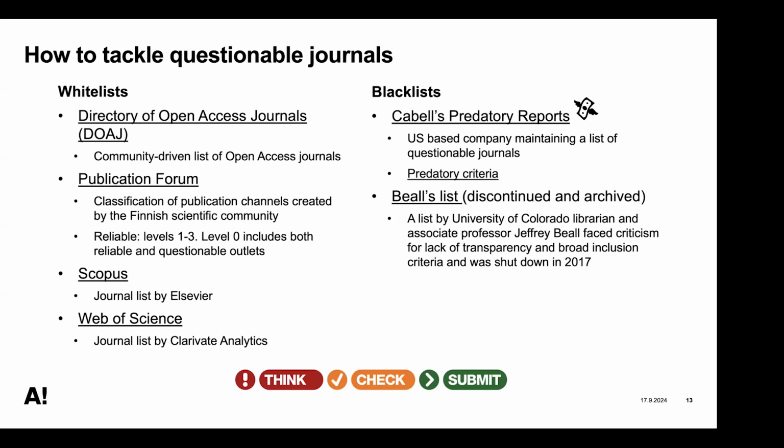There are also blacklists of questionable journals. Cabell's Predatory Reports is unfortunately behind a paywall, but the criteria are openly available. One of the most well-known blacklists was the so-called Beall's list, maintained by Jeffrey Beall, a librarian and professor at the University of Colorado. This list was discontinued in 2017 due to concerns about transparency, broad inclusion criteria, and publisher complaints.